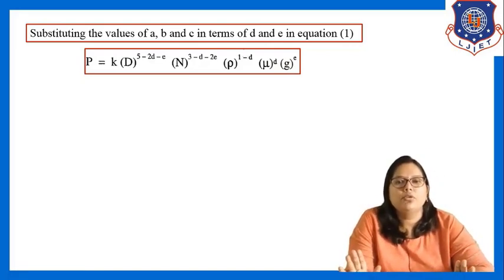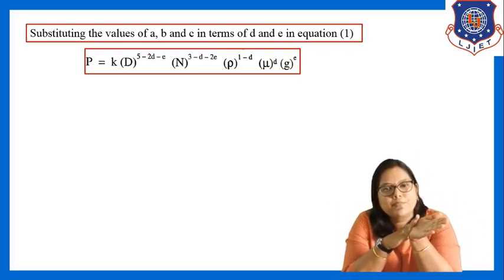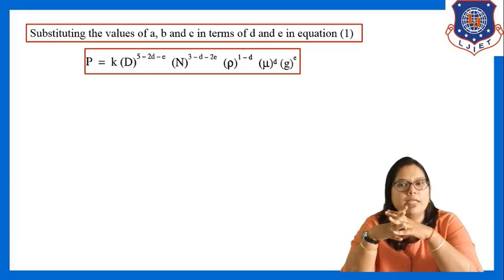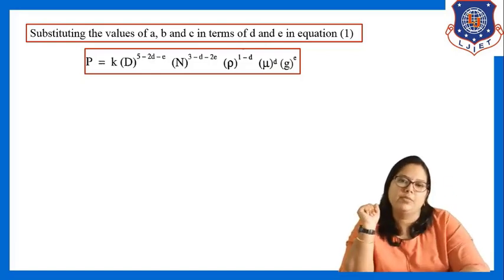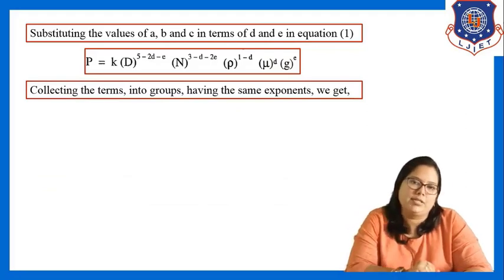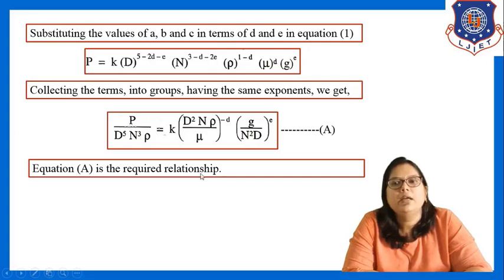Now what we have to do? Combine d exponents and combine e exponents. Again I am repeating. Now the next step is to combine d exponent variables and to combine e exponent variables. So collecting the terms into groups having same exponents, we get, see, p by d raised to 5 n cube rho is equal to k. These are the variables having d exponents and these are the variables having e exponents. See, these are the d exponent variables, these are e exponent variables and these are constants.